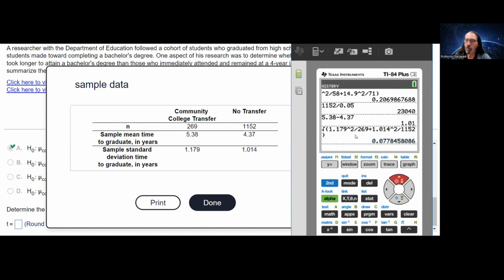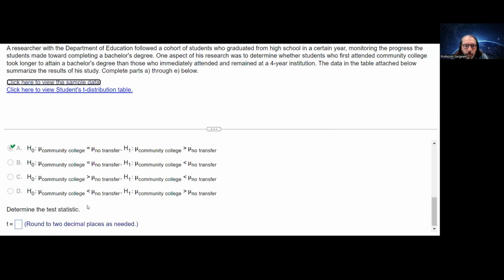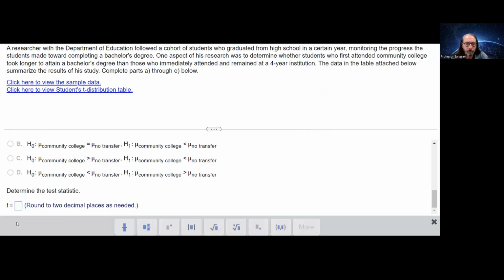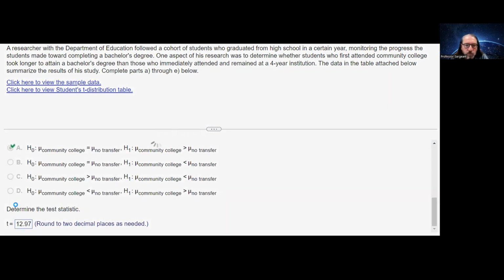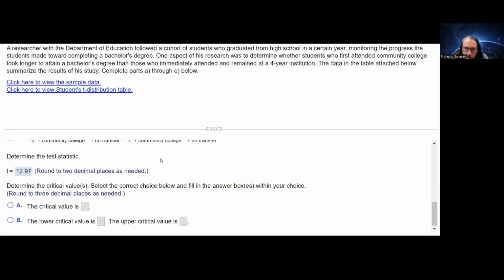So I divide the 1.01, no rounding of that, divided by this, the standard error, no rounding of that. Now they want that rounded to 2 decimal places. That's going to get rounded to 12.97. Now that seems to me to be pretty large. The degrees of freedom.